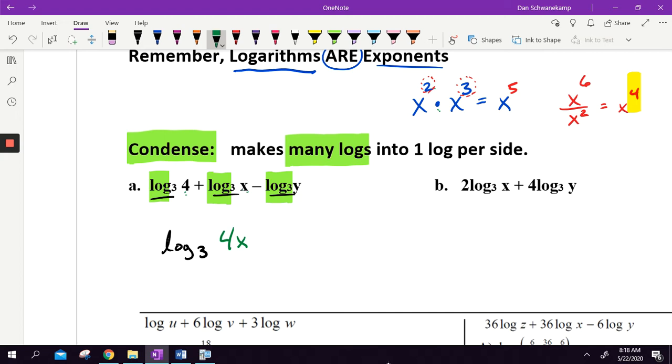And then we have a minus sign. Well, what is the same as subtraction? Subtraction is the same thing as dividing. And so if it's a minus sign, basically the minus sign is going to tell me whatever argument comes after it, and I haven't brought that up yet, but the part after the log base is called the argument, that y is going to go on bottom. So because these two are added, I multiply them. Because this one is minus, it goes on bottom. All right. We condensed it into a single logarithm.